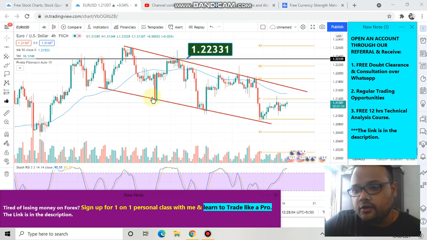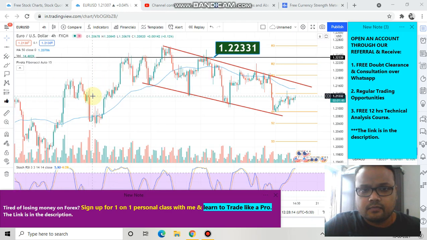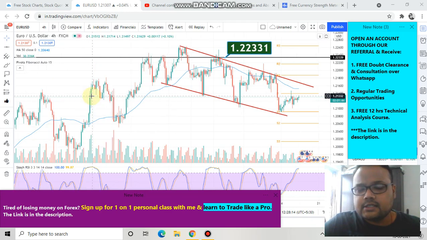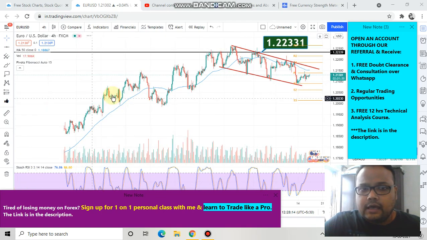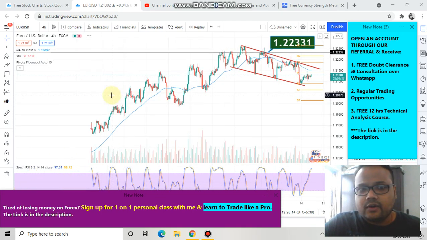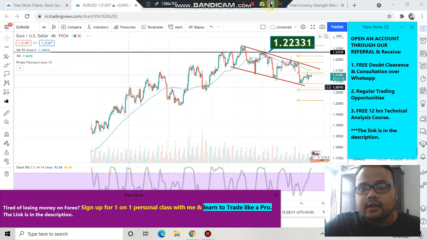So this is the chart of Euro USD, and as you can see, I'm in my favorite 4 hours time frame. Okay, so let's do the analysis first. I have zoomed out now, and if we just look at the chart right now, then we can easily see that overall the trend of the market is still towards the upside. Market is still in an uptrend.